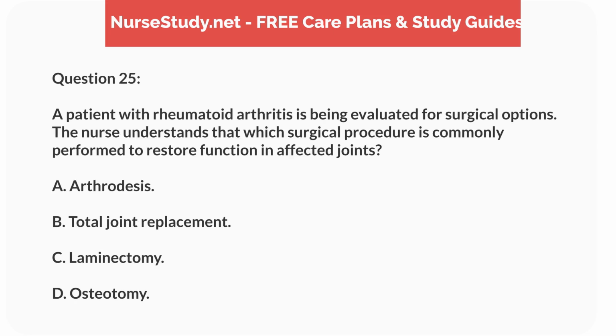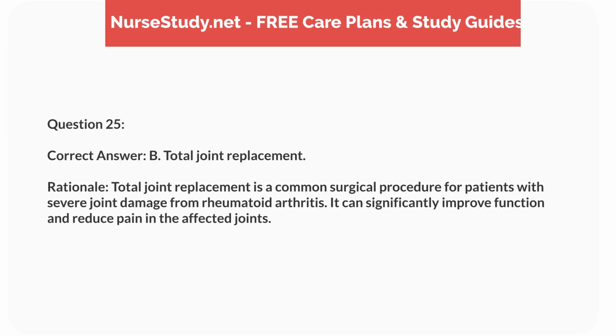Question 25. A patient with rheumatoid arthritis is being evaluated for surgical options. The nurse understands that which surgical procedure is commonly performed to restore function in affected joints. A. Arthrodesis. B. Total joint replacement. C. Laminectomy. D. Osteotomy. Correct answer: B. Total joint replacement.